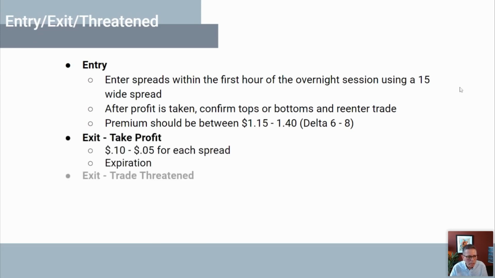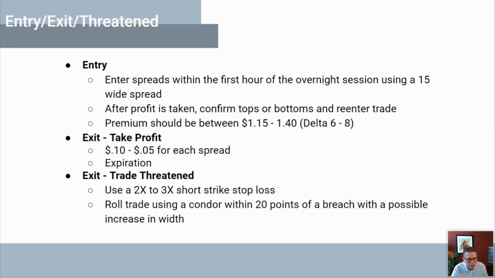And then if a trade is threatened, I used 2x and 3x, and I violated this several times, and I am not doing it anymore. But in any case, I do try to get out. And so you can roll this position as well. Just wait until 20 points before the breach, and then close it, and then put on a new trade for the next contract, depending on where that threatened trade is.